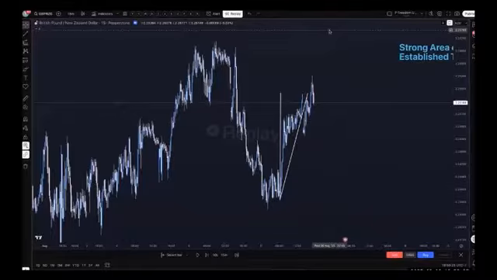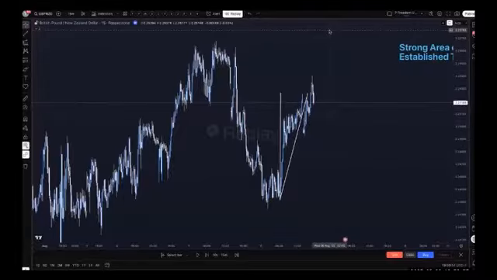Go ahead, write in the chat for me: the most important piece of the triangle defense is the strong area of supply or demand. This is the most important piece.